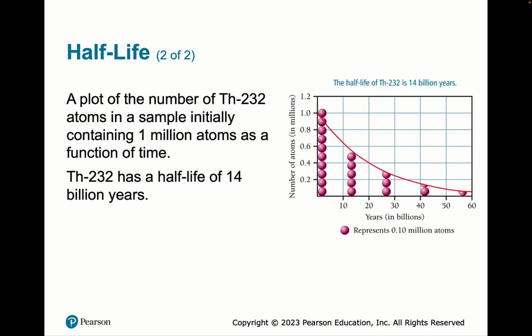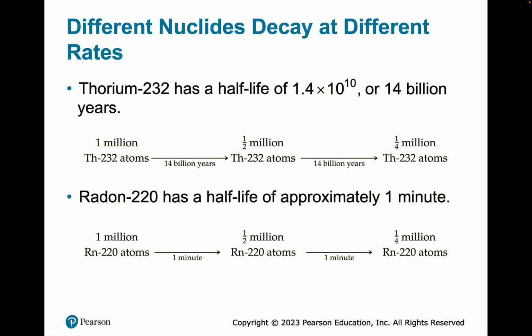So for instance here, thorium-232 has a half-life of 14 billion years. If you start off with a million atoms, after 14 billion years you're going to have half of a million, and you keep on going down. Of course, the universe is not even 14 billion years old, so we can't look 60 billion years into the future.